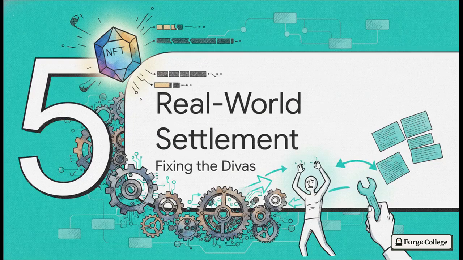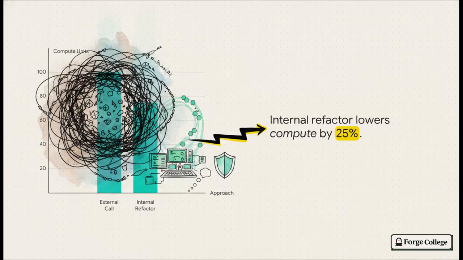Section 5. Real-world marketplace settlement. Fixing those diva programs. Let's look at a real capstone project that's struggling with NFT listings. Your dashboard shows the settlement transaction is a total compute hog. Why? Because it's calling an external, third-party fee-splitting program right in the middle of everything. Cross-program calls are basically like making a really expensive long-distance phone call on-chain.